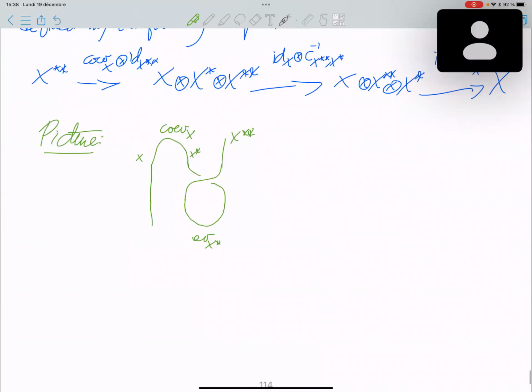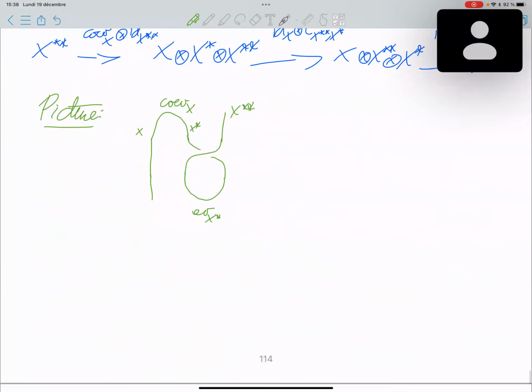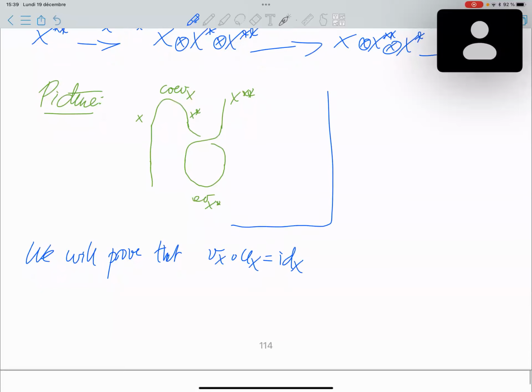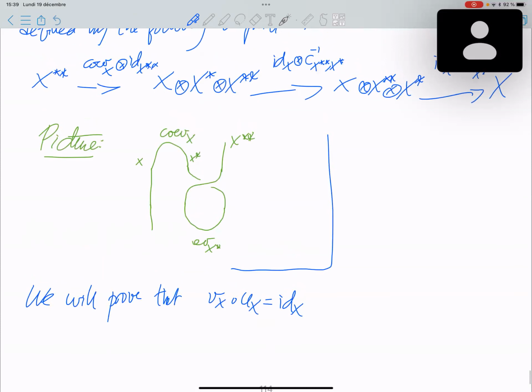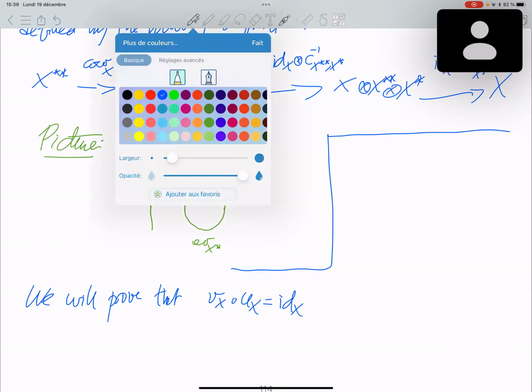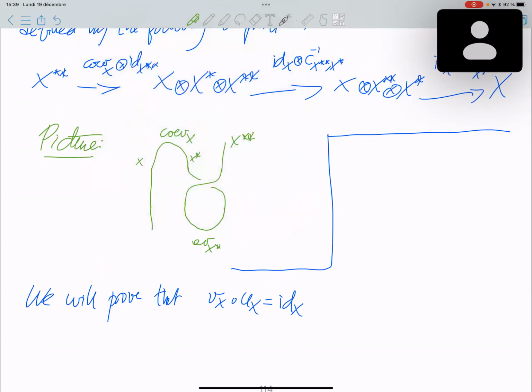So we will prove that V_X composed with U_X equals the identity of X, which pictorially means the following. You start with U_X. Remember, U_X is like that: braiding, the Drinfeld morphism. And then you apply V_X.